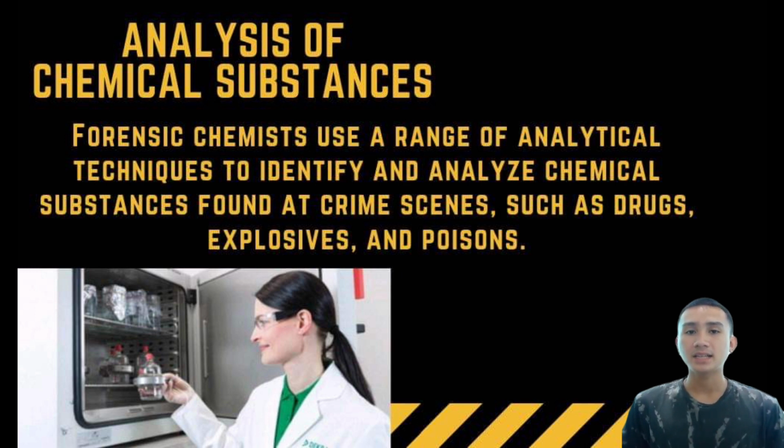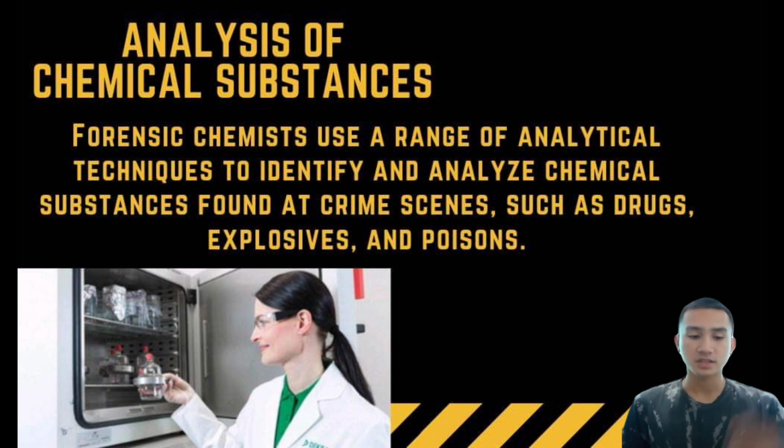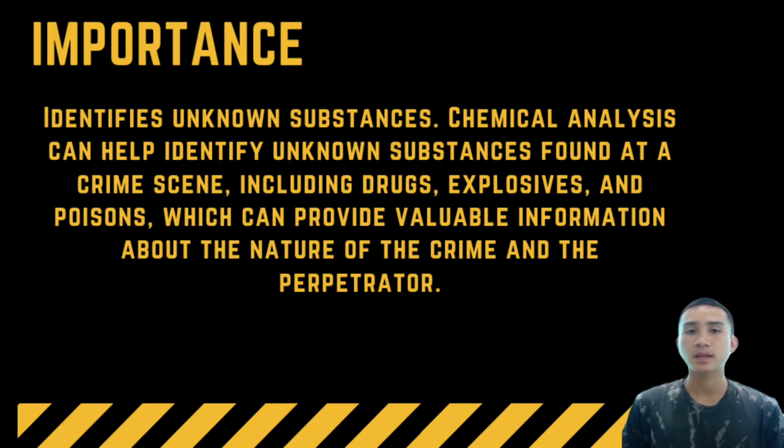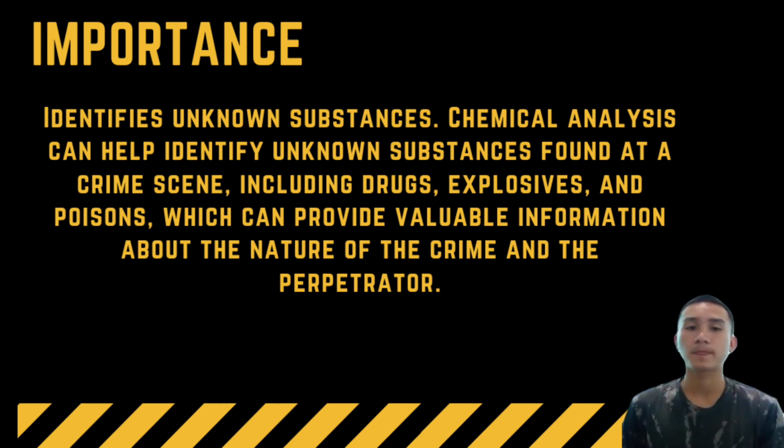Number 4. Analysis of chemical substances. Forensic chemists use a range of analytical techniques to identify and analyze chemical substances found at crime scenes, such as drugs, explosives, and poisons. Importance: it identifies unknown substances. Chemical analysis can help identify unknown substances found at a crime scene, including drugs, explosives, and poisons, which can provide valuable information about the nature of the crime and perpetrator.